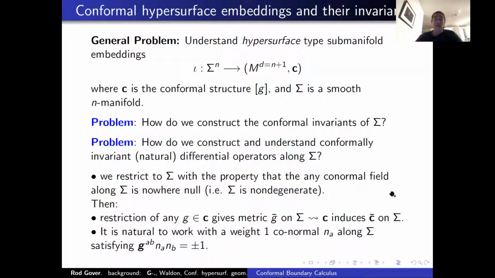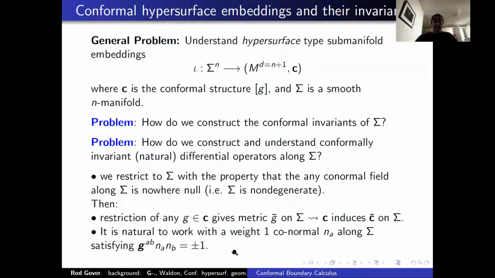Now, to keep life moderately simple, I'm going to restrict to hypersurfaces that have the property that any conormal field along the hypersurface is nowhere null. This is the usual way of saying that the hypersurface is non-degenerate. What happens in that case is that the restriction of any metric from the conformal class induces a metric on the hypersurface. This is sometimes called the first fundamental form, or less grandly, just the induced metric. So looking at all the metrics in the ambient conformal structure, the ambient conformal structure induces a conformal structure on sigma. For each g, you get a g-bar, and a conformally rescaled g gives a conformally rescaled g-bar. So the ambient conformal structure induces a conformal structure on sigma, provided the hypersurface is non-degenerate.